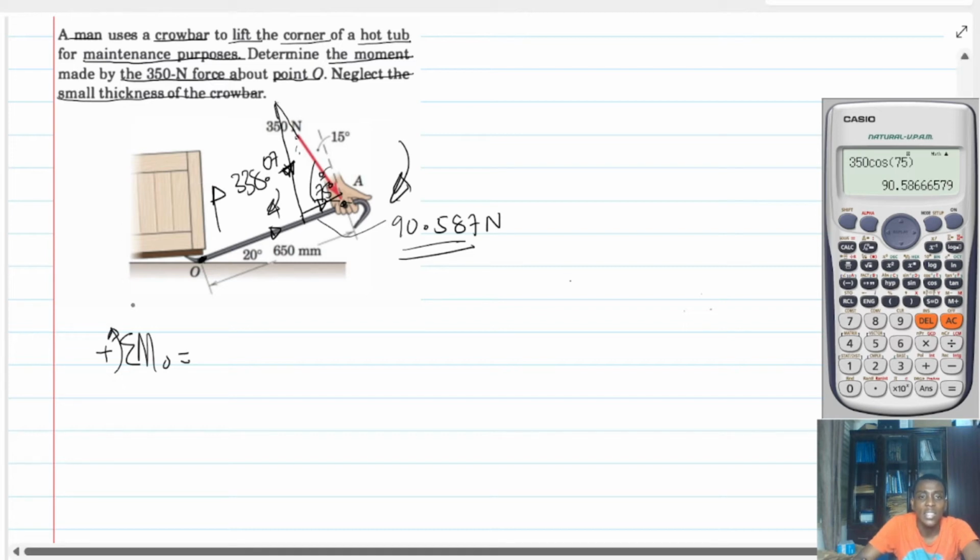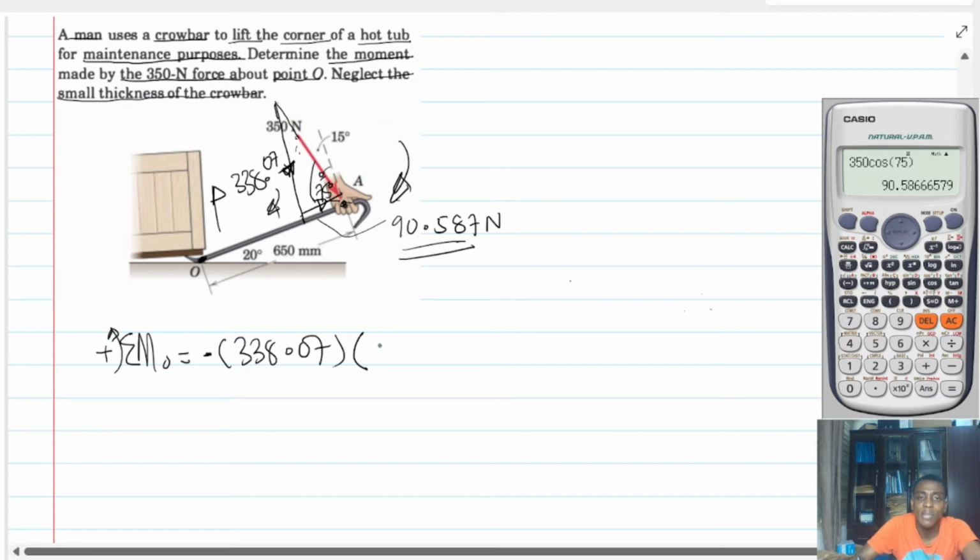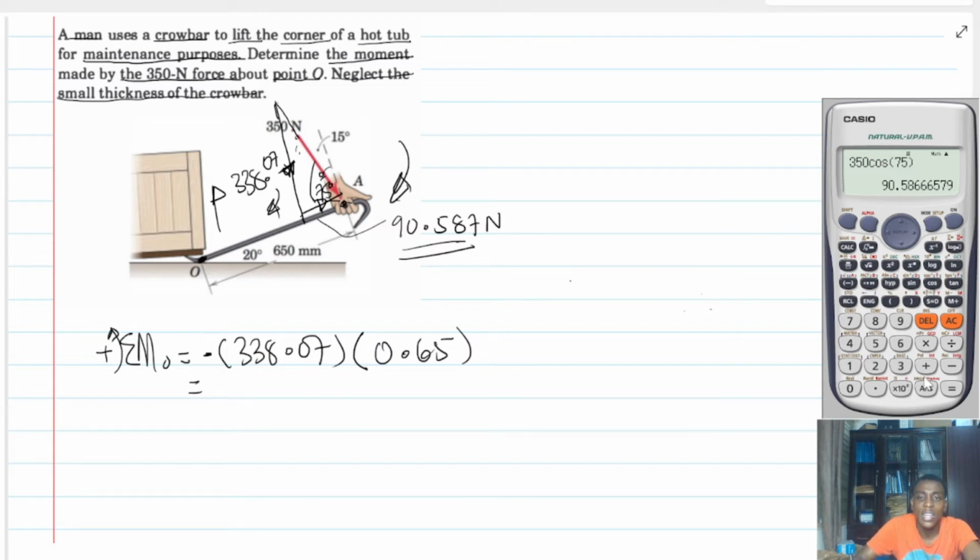Is that right? Okay. So then the moment is going to be minus 338.07. Then I'll multiply this by, you see, this time around, I've been able to resolve the force perpendicular to the bar. Therefore, I don't need to resolve the distance again. I will just multiply this by 0.65 meters, which is the same as what? 650 millimeters. And the answer that I will get here is what? 338.07 multiplied by 0.65. And that's going to give me what? 219.746.